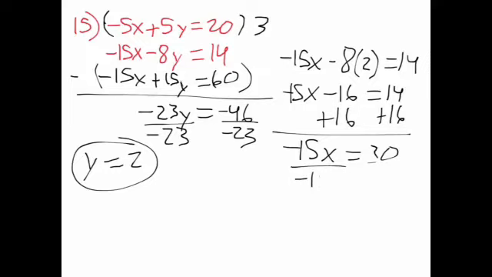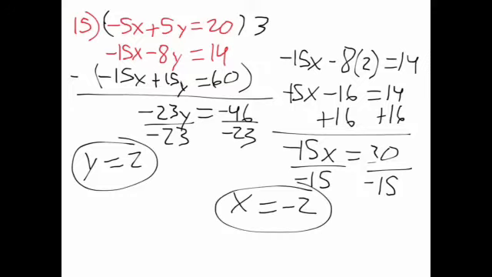Divide both sides by negative 15. 30 divided by negative 15 is going to give me negative 2. And there's my x value. X is negative 2, y is 2. And if you want to write that as a coordinate, it'd be negative 2, 2.